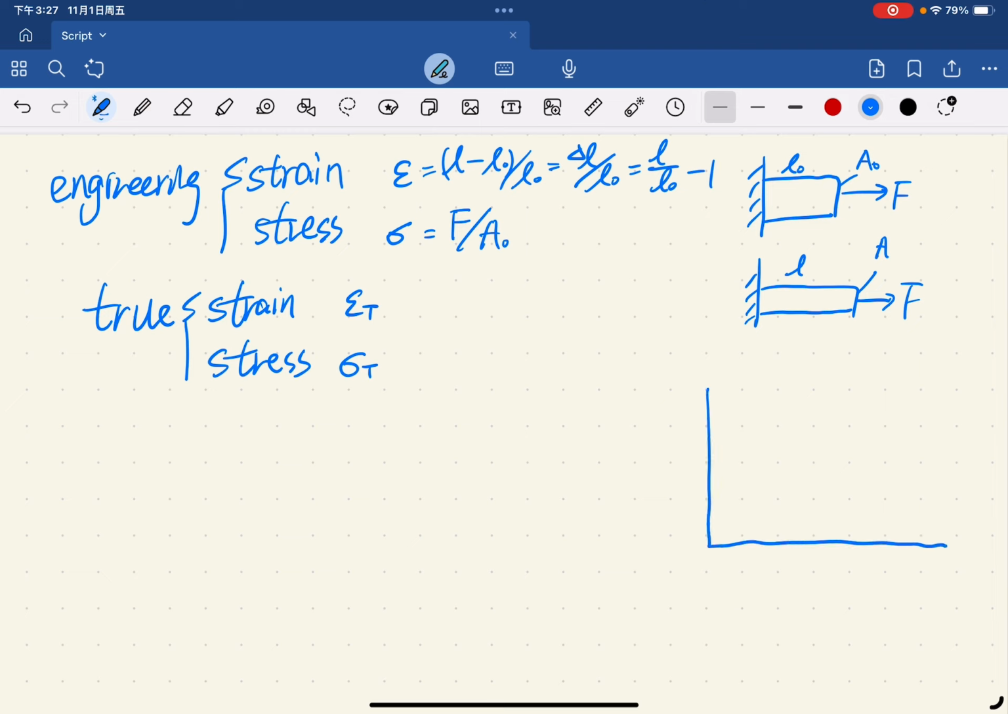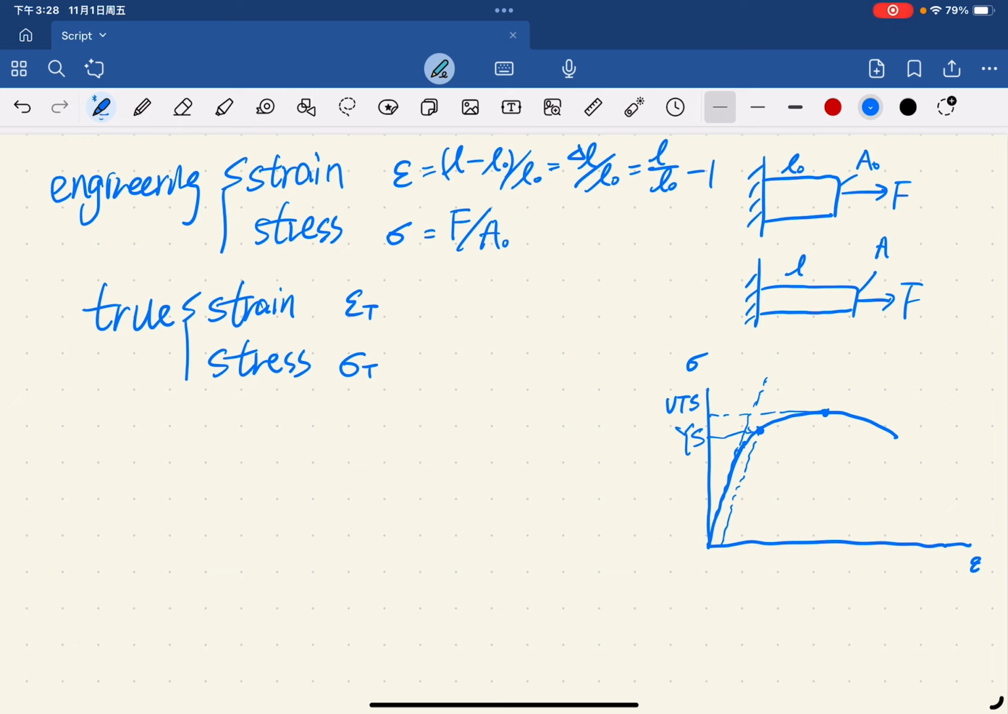If we plot the diagram of the experimental results, we normally get something like this. There is a linear region here, the elastic deformation region. This slope is the Young's modulus, we call it. And we have the yield strength, which is the 0.2 offset YS, and the UTS, ultimate tensile strength, after which the slope of the engineering stress-strain curve becomes smaller than 0, negative.